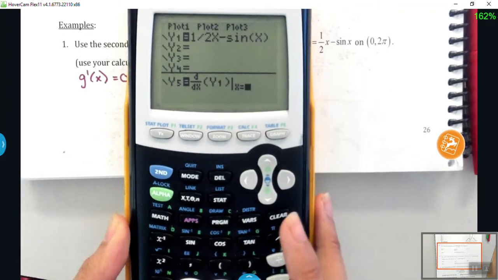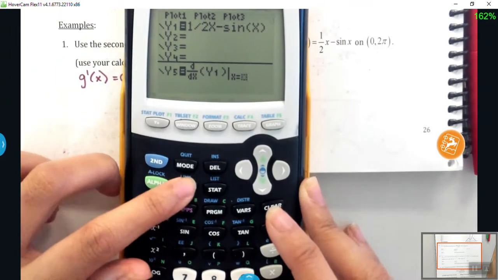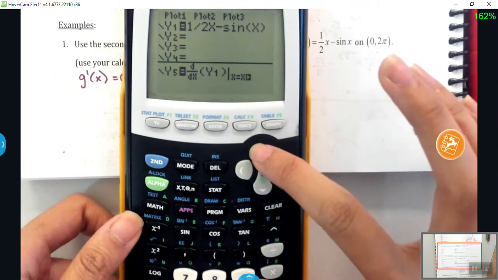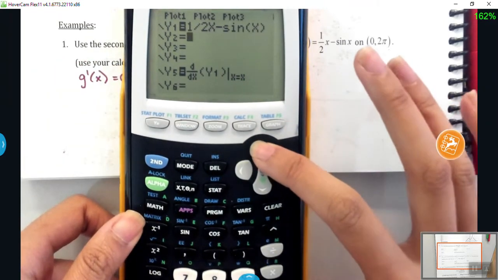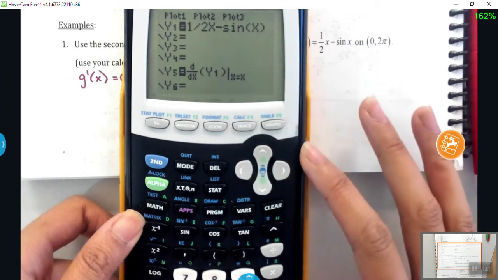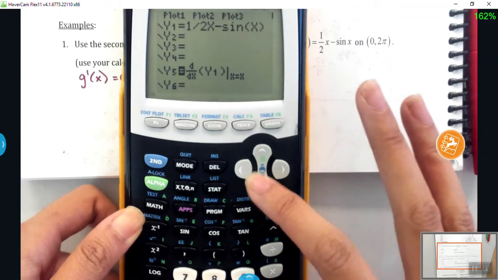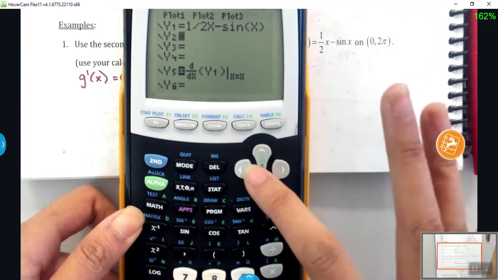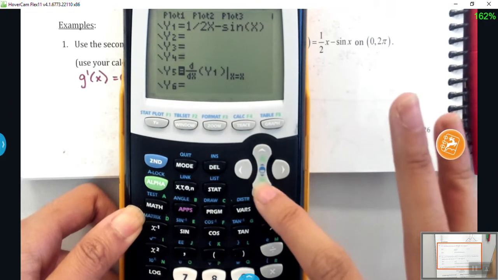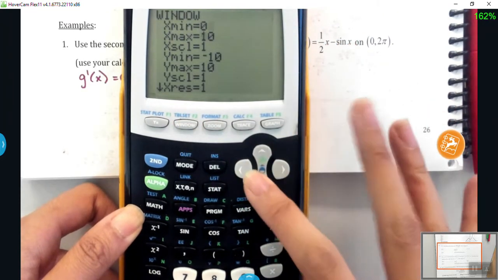Now, you have to type in x equals, and you have to type in x, so it calculates every single little pixel, which is annoying. It's going to take a while, but that's fine. Now go back up and turn y1 off, so that we're only going to see the graph of the derivative. And we will change our window to go from 0 to 2 pi.